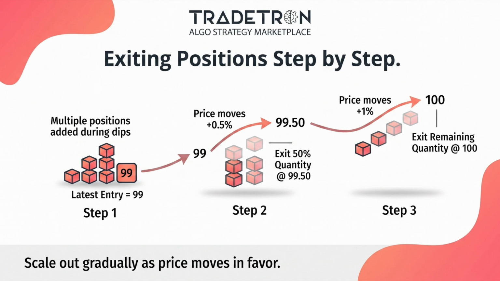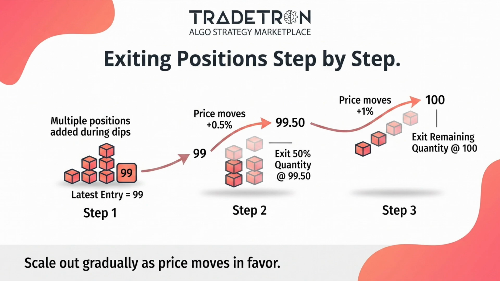Now let's say after adding a few positions, the market starts moving in our favor. At this point, we look at the latest price where we entered the trade. Suppose our latest entry was at 99. If the price moves up by 0.5% from this level, which is around 99.50, we exit half of our total quantity. If the price moves up by 1% from the latest entry, which is around 100, we exit all remaining quantity.